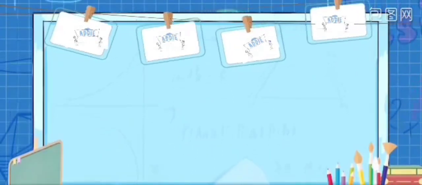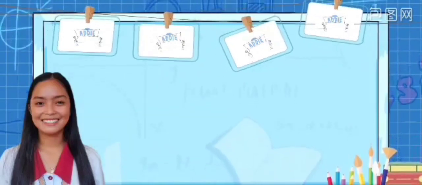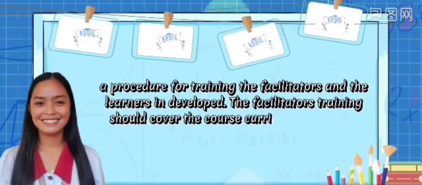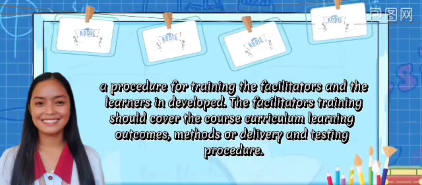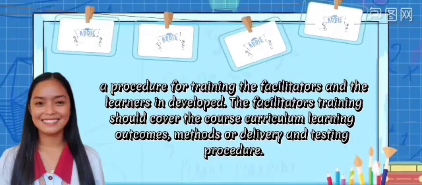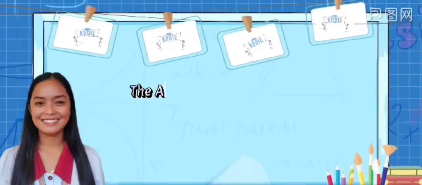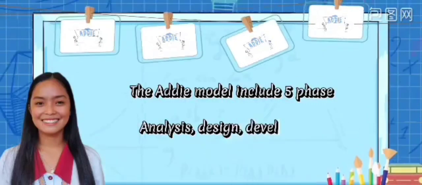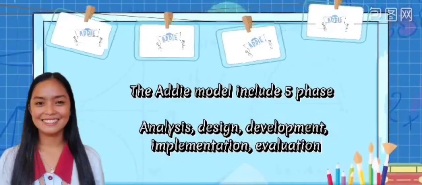The topic is all about the implementation phase and the evaluation phase. First is the implementation phase, a procedure for training the facilitator and the learner. The facilitator training should cover the course curriculum, learning outcomes, method of delivery, and testing procedure. So the ADDIE model includes the 5 phases: analyzing, designing, development, implementation, evaluation.